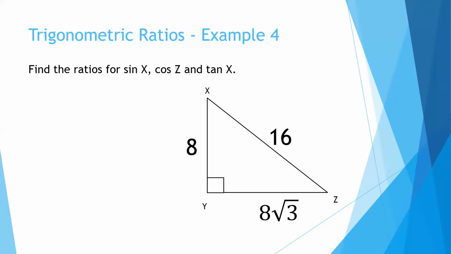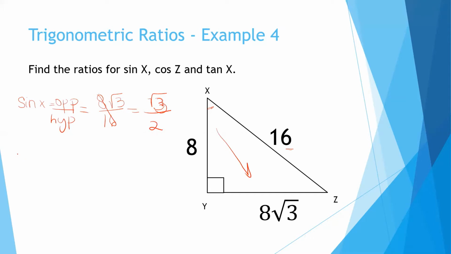Find the ratios of sine x, cosine z, and tan x. Ooh, we got a bunch of different ones to find on this one. Okay, so let's remember our ratio. So let's start with x. We're going to find this one first. So sine x is equal to opposite over hypotenuse. Okay, so the opposite side across from it is 8 radical 3. And our hypotenuse side is right here. It's our longest side, it's 16. We can simplify that, right, to be radical 3 all over 2.